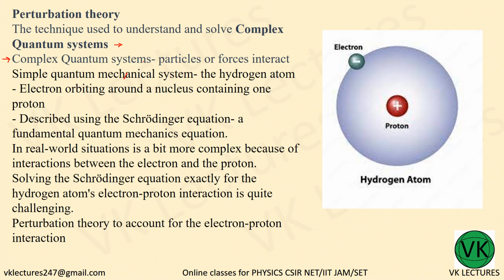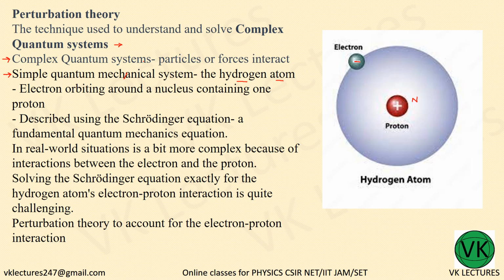Now, what is a simple quantum mechanical system? For example, let us take the hydrogen atom. The hydrogen atom is in general considered as a simple quantum mechanical system where an electron is orbiting around a nucleus which consists of only a proton. So this is a simple quantum mechanical system.